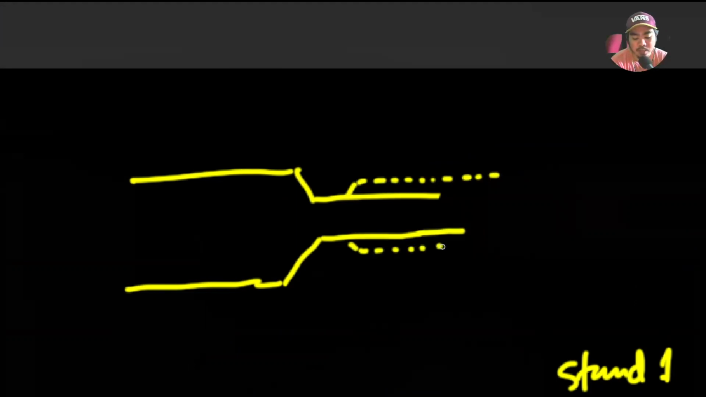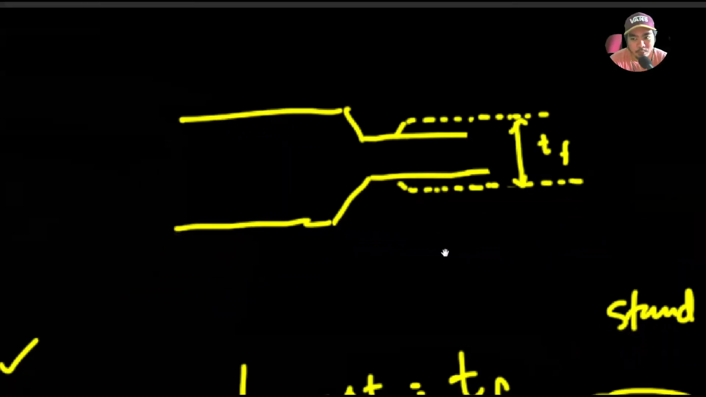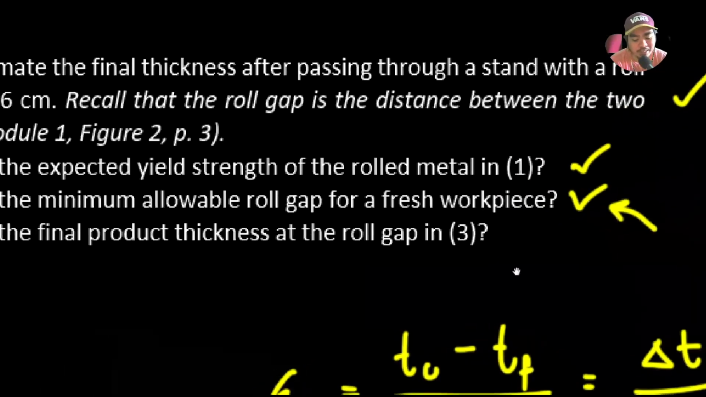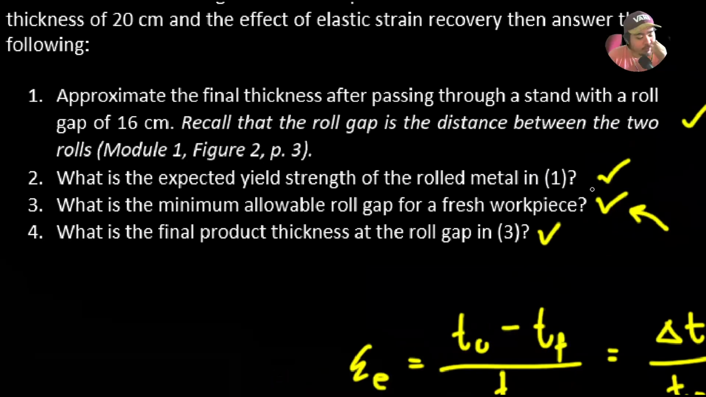It is called elastic rebound because it rebounds. Right? So this is actually T final. We need to consider the elastic rebound. Okay? With that said, this can now be solved. If we know the allowable roll gap, we can solve for the final product thickness considering elastic rebound.